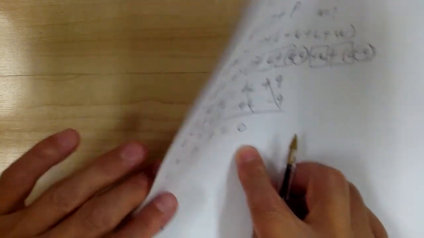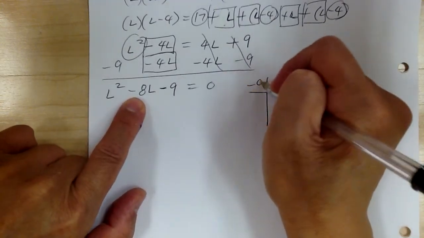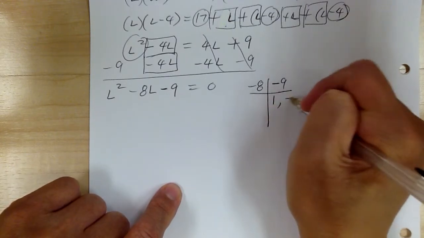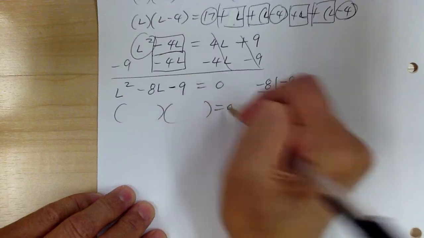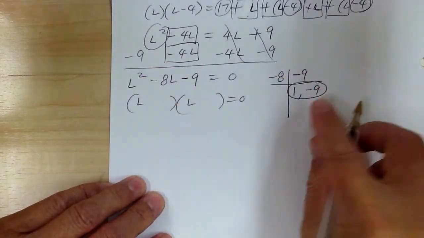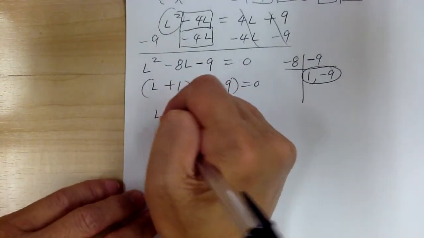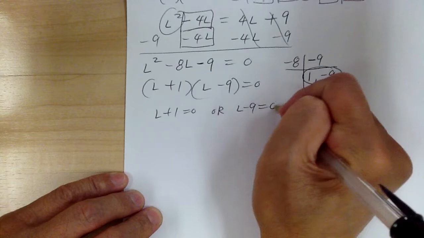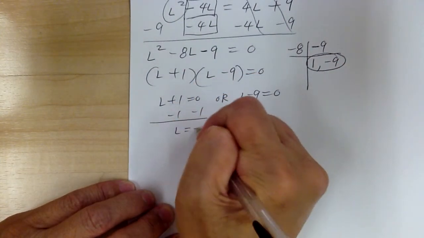So once we get it equal to 0, you can do the factoring. You got negative 8, negative 9. So you start with 1 comma negative 9, and that's it. So let's go ahead and do that. So L. So you get plus 1 minus 9. So you're going to get L plus 1 equal to 0, or L minus 9 equal to 0. Then you solve. So minus 1, L equal to negative 1.